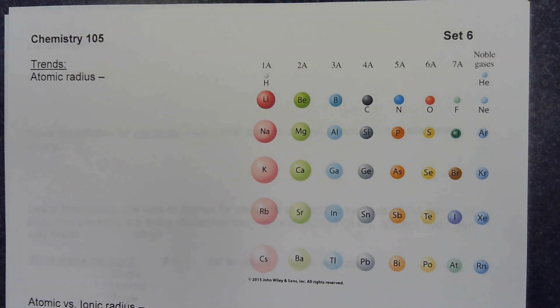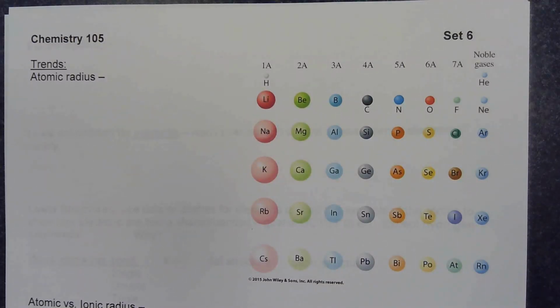Now with you guys, I was really nice and pretty, and I gave you this pretty picture. In my 109 class, I don't give them a picture. Really, you don't need the picture because you're just looking at the trend. And what is the trend? So the first trend we're going to deal with is atomic radius.